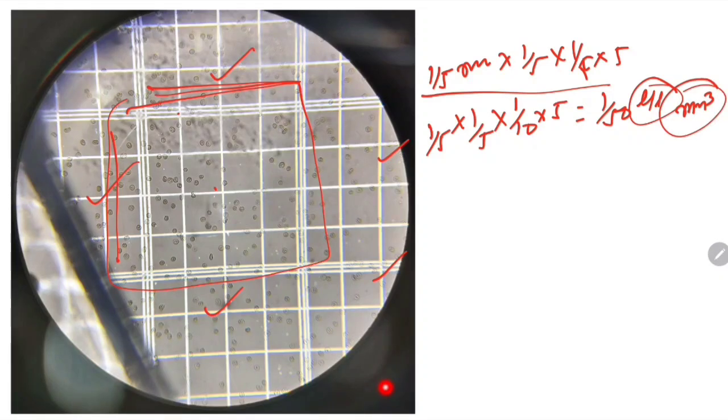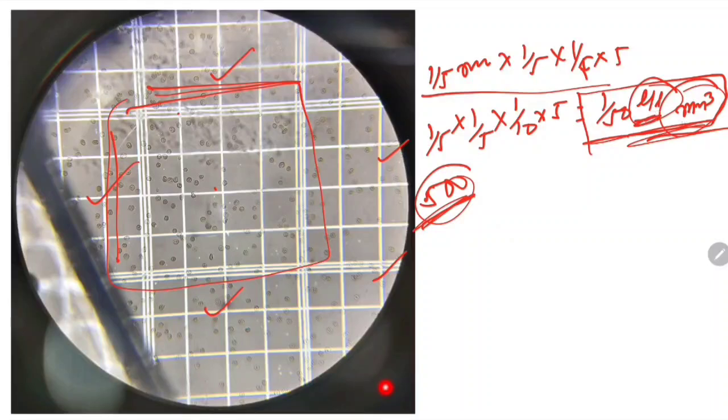That volume is where we are going to count cells, and in this volume, suppose you have counted all the 5 boxes and you got 500 cells. So you got 500 cells in 1 by 50 microliter of blood, or 1 by 50 cubic millimeter of blood, and that is very much less than 1 cubic millimeter of blood. Yes or no? So first we have to convert it to 1 cubic millimeter or 1 microliter of blood. That's why we have to multiply by 50.